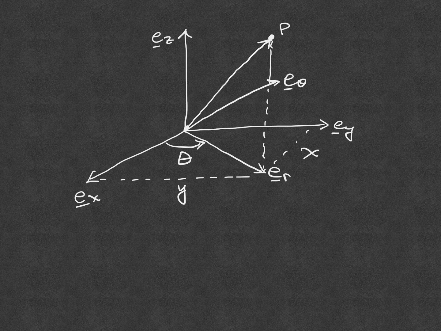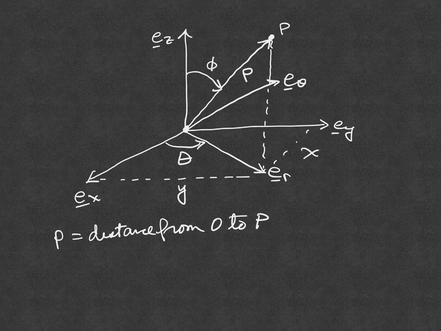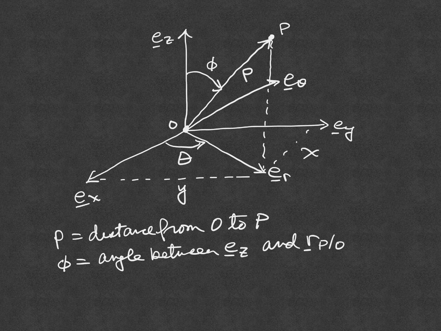It's just that I'm adding, again, more information to the diagram, which is now I'm going to introduce this angle phi, and I'm going to introduce this distance rho. Rho is the distance from O to P, and phi is the angle between EZ and the position of P relative to O.